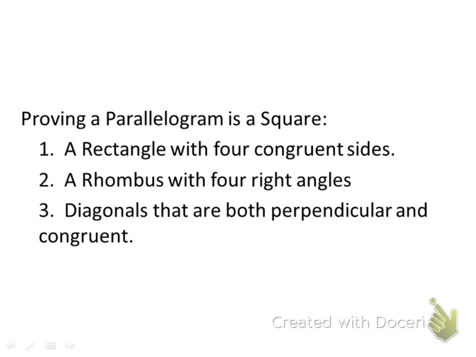If it's a rectangle with congruent sides, or a rhombus with right angles, or if the diagonals are perpendicular and congruent, those are the ways to prove something's a rectangle. Or no, sorry, my bad. That's the way to prove that it's a square, which is also technically a rectangle. So I wasn't too wrong there.